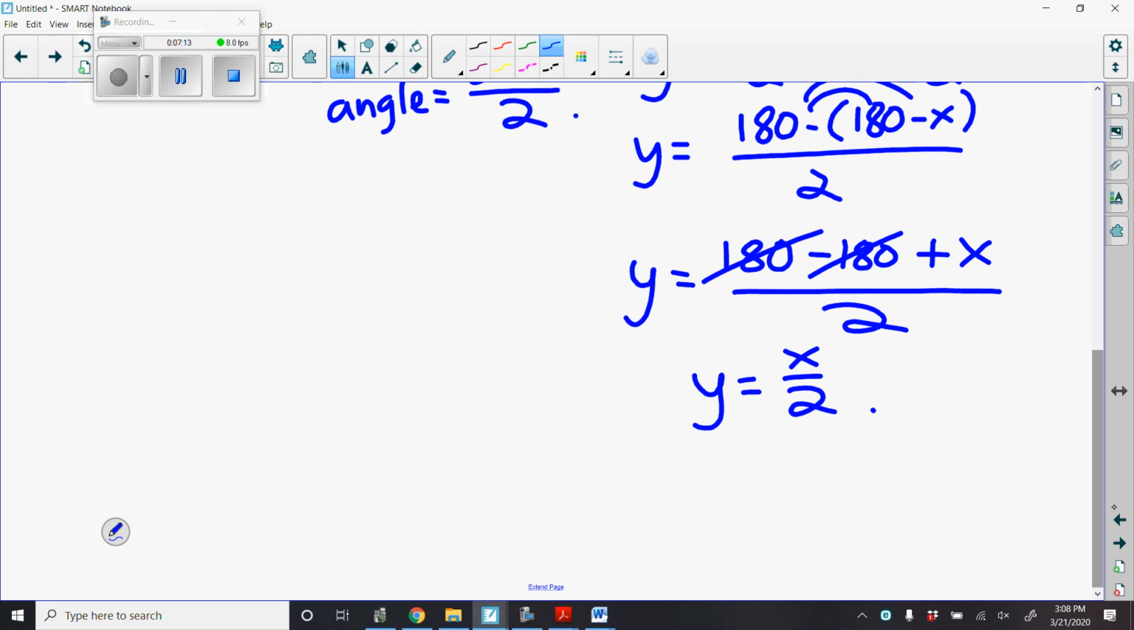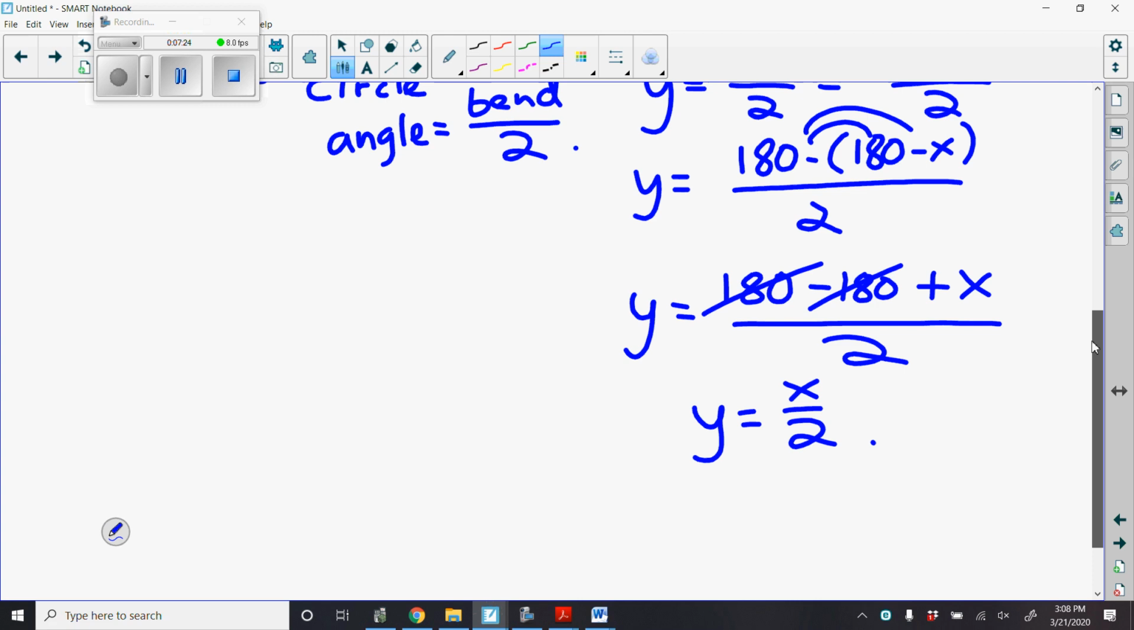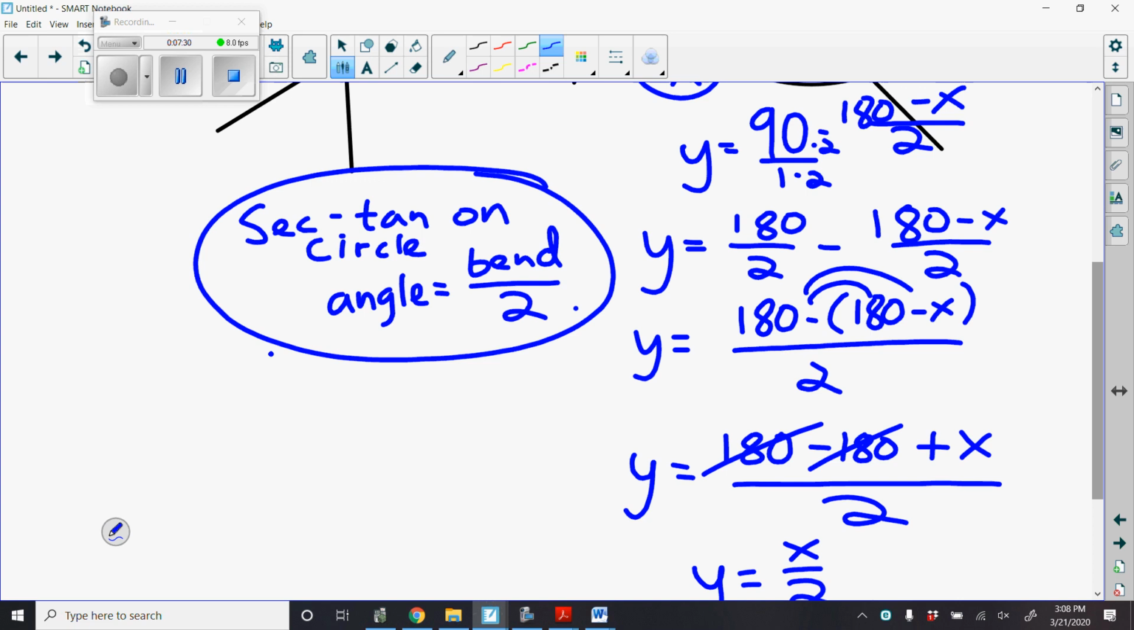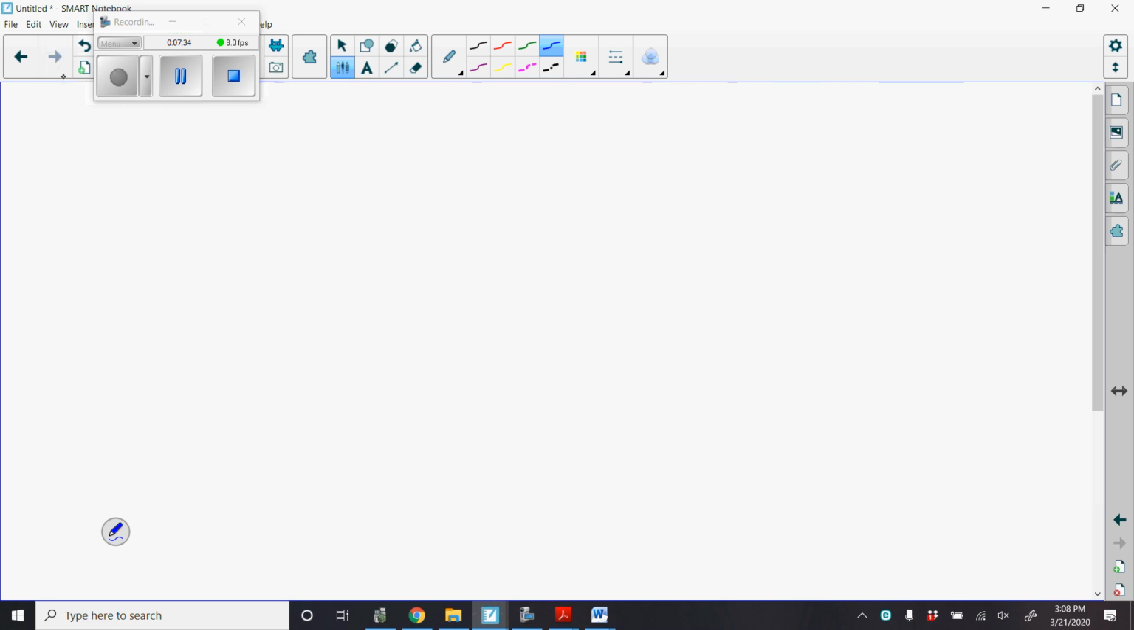I was able to prove that that angle there from the secant tangent lines on the circle is equal to the bend over 2. But again, here's how I like to remember that. All right, let's take a look at a couple of examples.